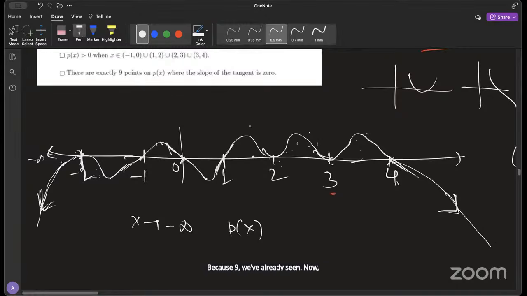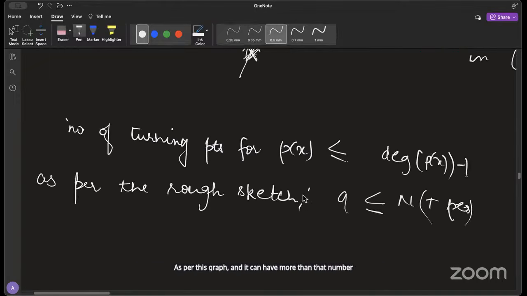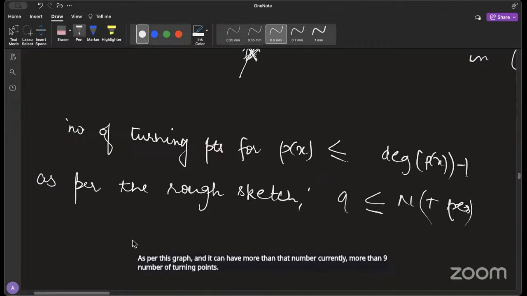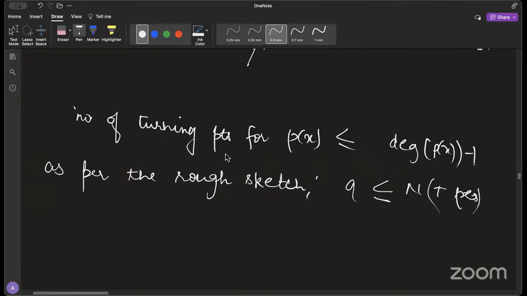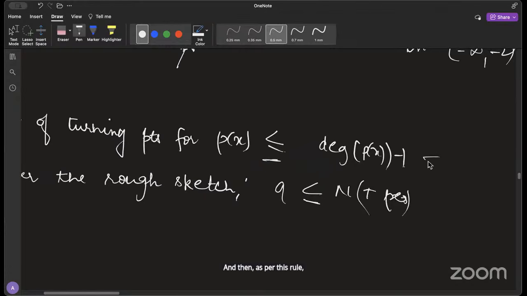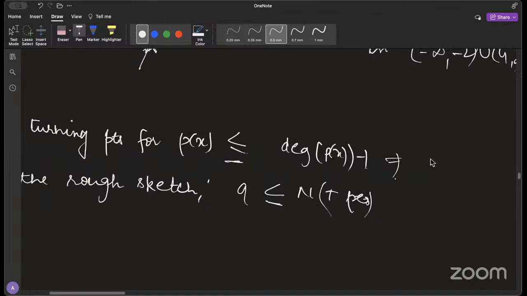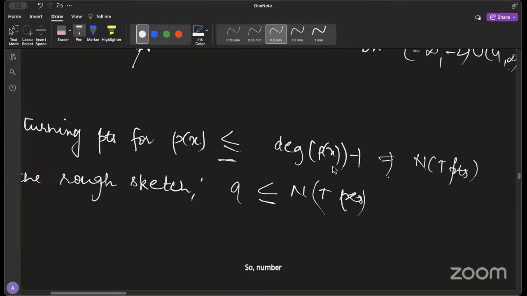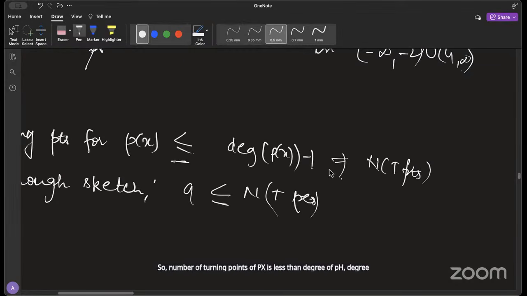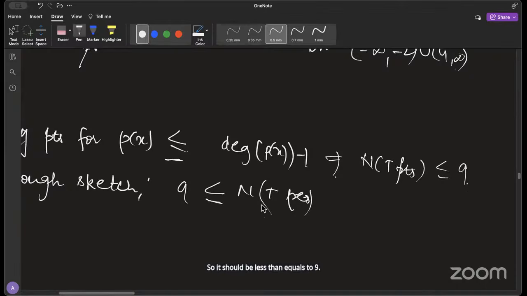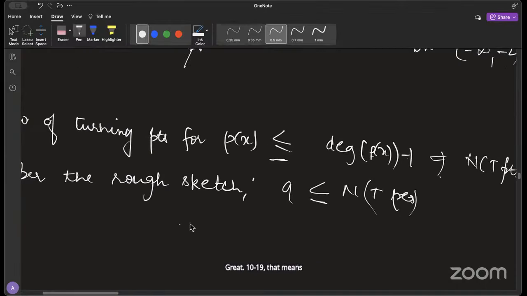Now, what was our hypothesis? That it could be that you have something like this. That would increase the number of points. So the minimum number of turning points is 9 as per this graph, and it can have more than 9 turning points. And then as per this rule, the number of turning points of P(x) is less than the degree of P(x), which was 10. So it should be less than or equal to 9, right? 10 minus 1, 9. That means the number of turning points is exactly 9.